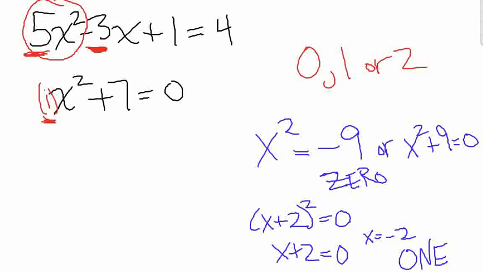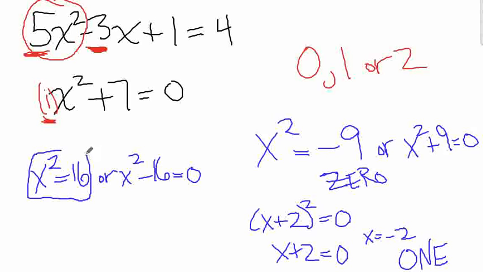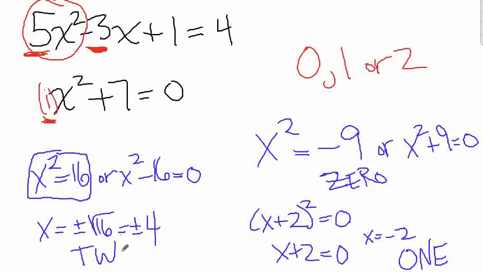All right? Now on the left, I'll do another example. What if I have x squared equals 16, or if you prefer, x squared minus 16 equals 0? Well, in that case, let's take the first example, I'll put a box around it. Let's take the square root of both sides, and so x has to be equal to plus or minus the square root of 16, which means plus or minus 4. So there are 2 solutions.